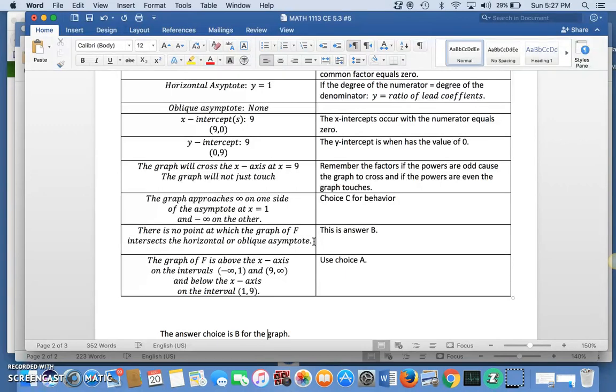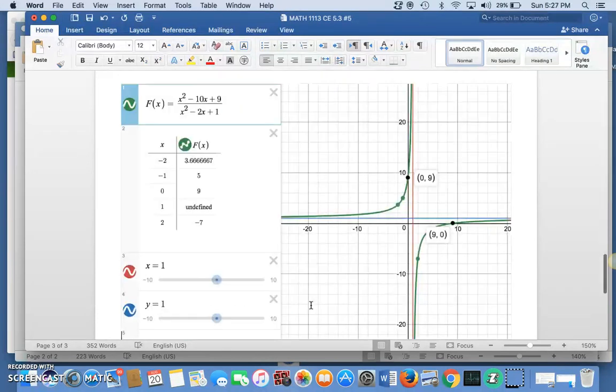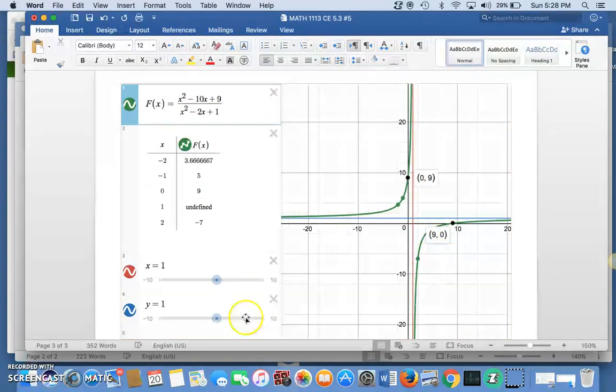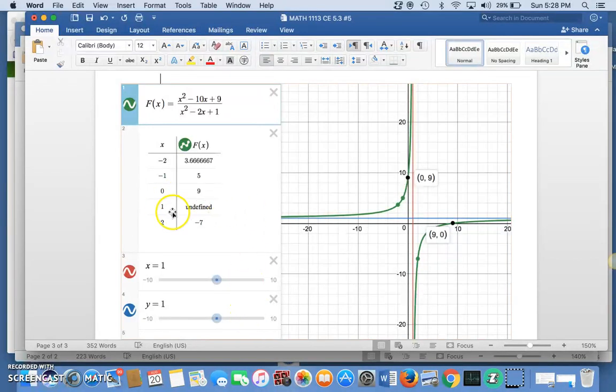Some of these are just answering the questions that are on the worksheet. The graph of f is above the x-axis on these intervals, and it's below the x-axis on that interval. So, look at your graph here. This is the origin there. This is your x-intercept, that's your y-intercept. These are your 2 asymptotes. Notice at 1, the function is undefined. You've got an asymptote because it didn't cancel completely, so you wouldn't have a hole.